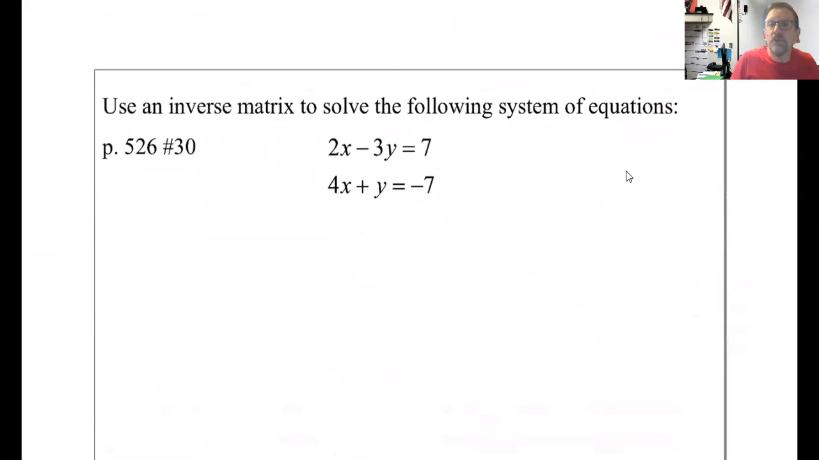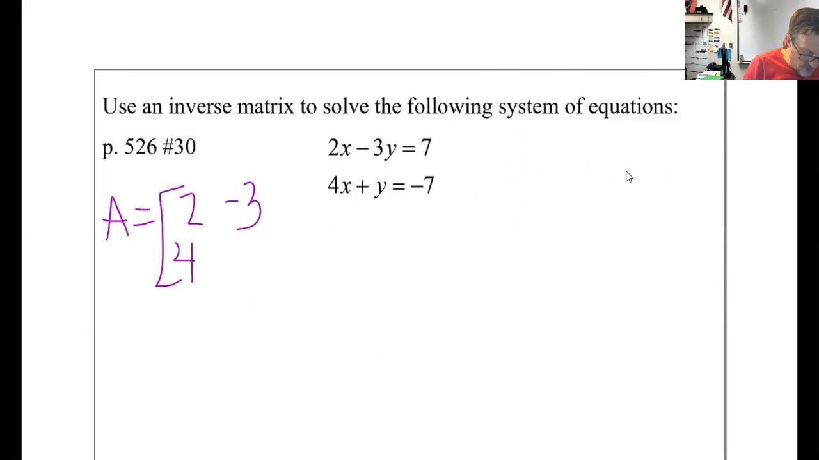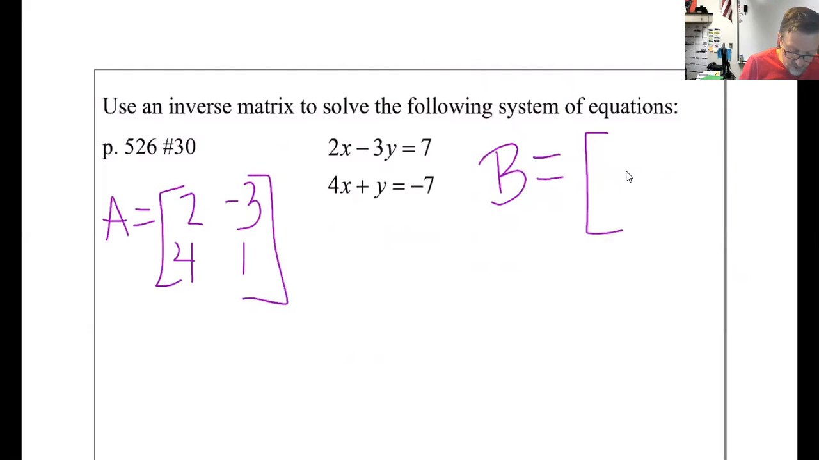So first thing we need to do is create the matrices. Let's go purple. My coefficient matrix is 2, -3, 4, and 1. Remember, if there's no coefficient, the coefficient is 1. My matrix representing the numbers on the other side: since I have two equations, I have 2 rows. I've got a 7 here and a -7.